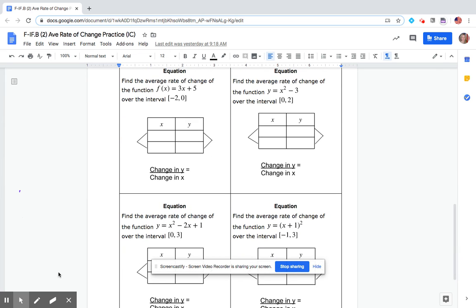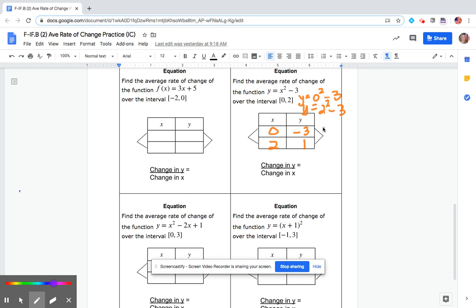I want to take a look at this quadratic function right here. And I know that the rate of change of quadratic functions is not constant, but we want the average rate of change from x equals 0 to x equals 2. And we'll plug 0 in place of x right here and get the y value. 0 squared is 0. 0 minus 3 is -3. Now we'll plug 2 in for the x. That's 2 squared, which is 4. 4 minus 3 is 1.